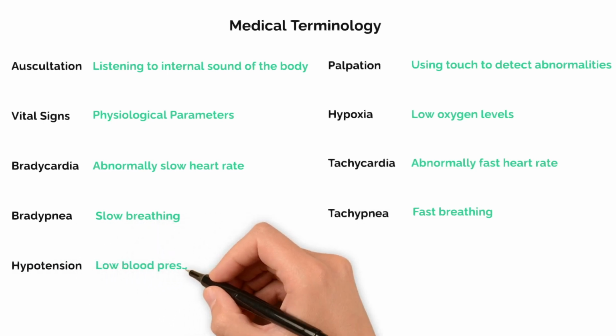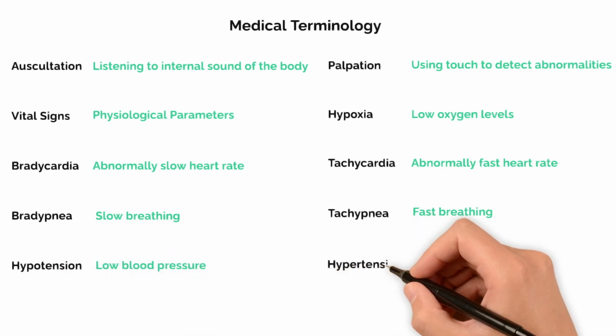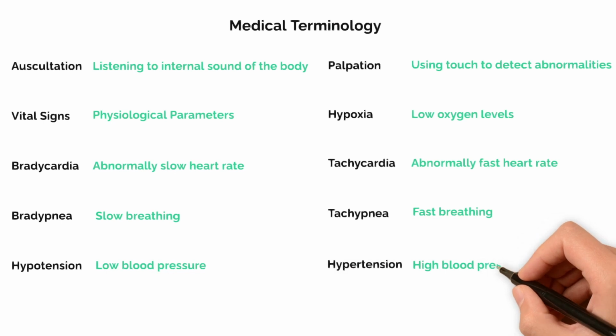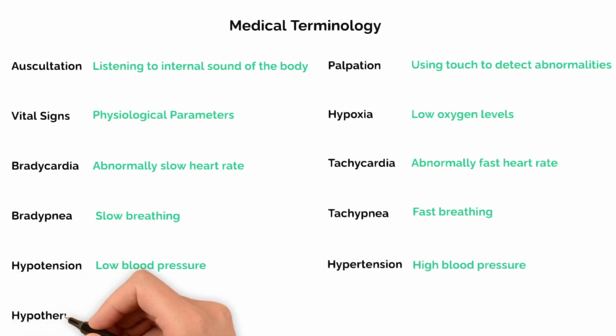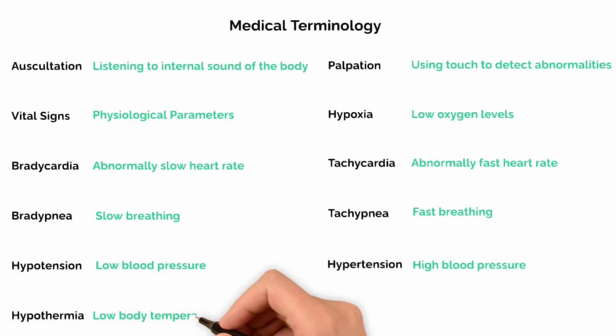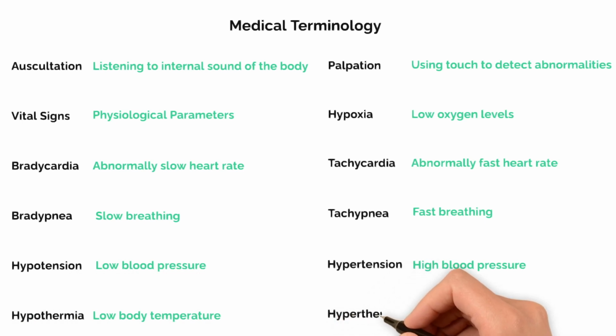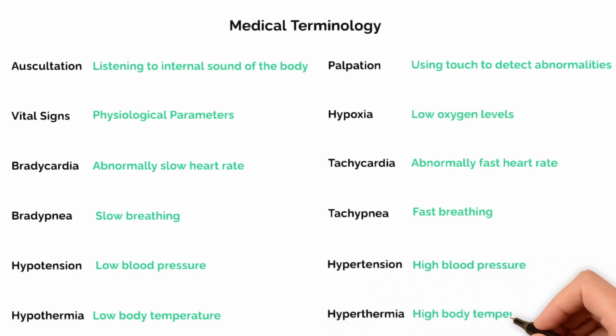hypotension, which is low blood pressure, hypertension, which is high blood pressure, hypothermia, which is low body temperature, and hyperthermia, which is a high body temperature.